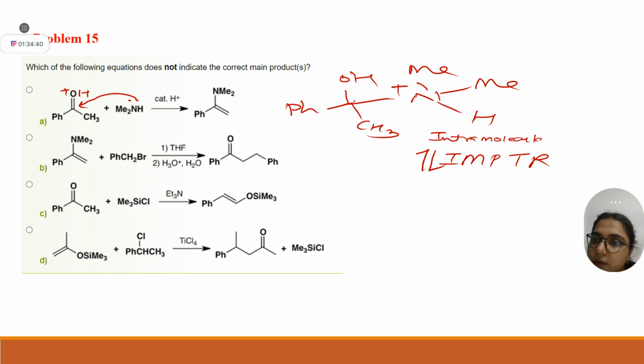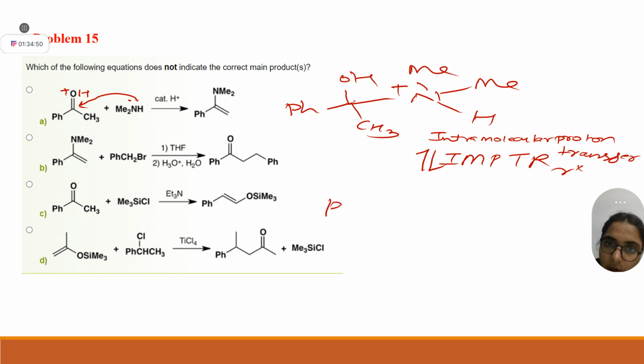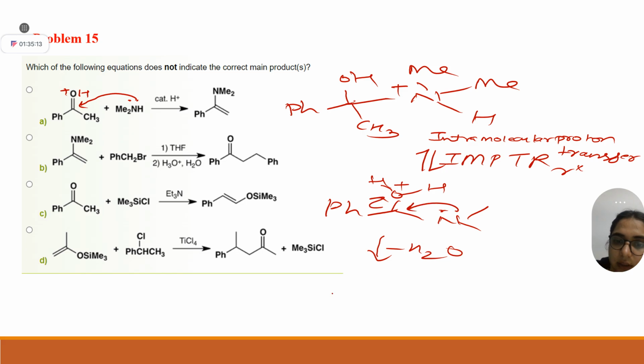Intramolecular proton transfer reaction. So what will happen? PhC(OH) OH positive NMe this. Clear, students? Intramolecular proton transfer. This H plus will transfer to your OH because your OH is a good leaving group. The nitrogen lone pair will push ahead and leave this H2O molecule, and you will get this enamine.